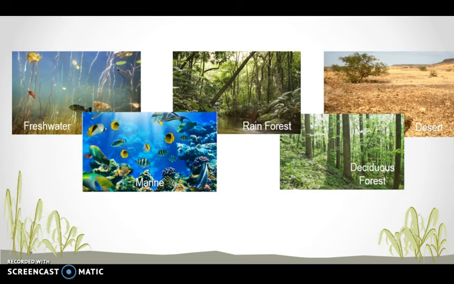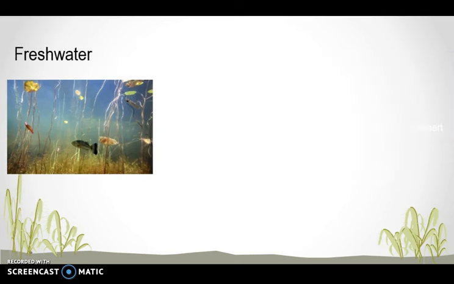There are several different types of ecosystems that I'm sure you have studied throughout the past years. Here are just a few of them: the freshwater, the saltwater, rainforest, deciduous forest, desert, there's the tundra, the Arctic, so many different types of habitats and ecosystems out there.